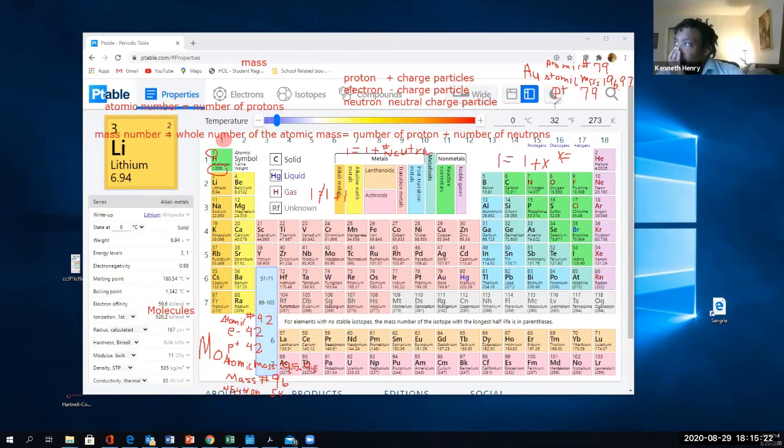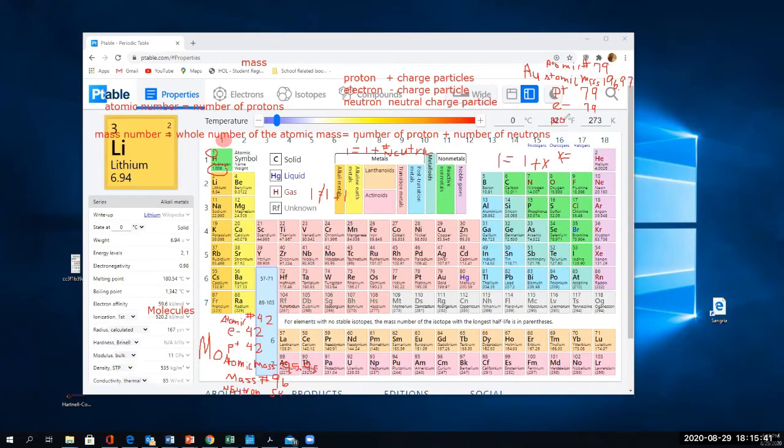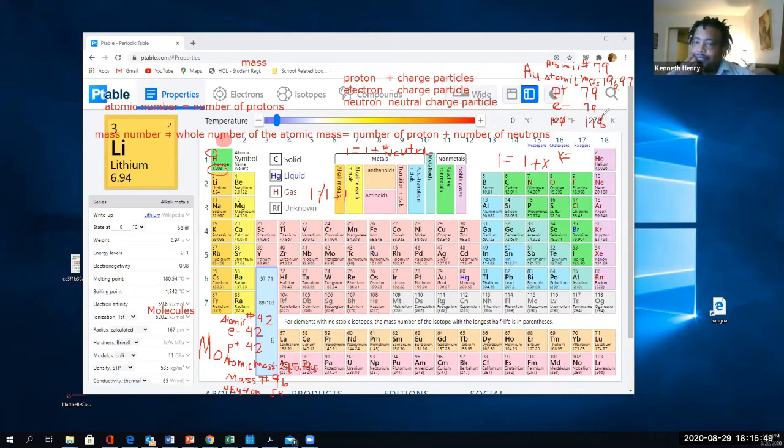Its number of electrons? 196.97. Nope. 79. Oh, yeah, okay. Number of neutrons? 118. Okay. Piece of cake? What do you think, Katrina?